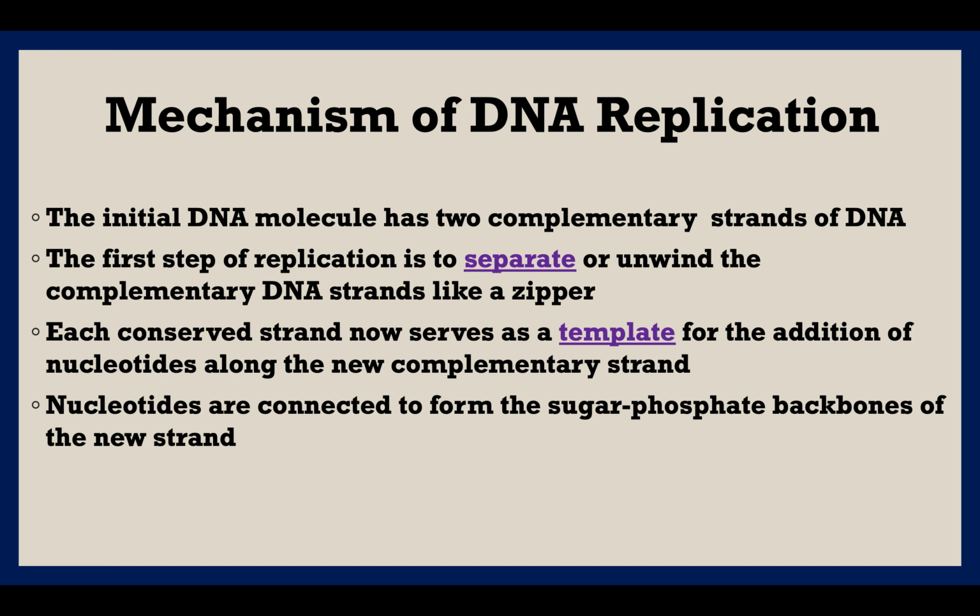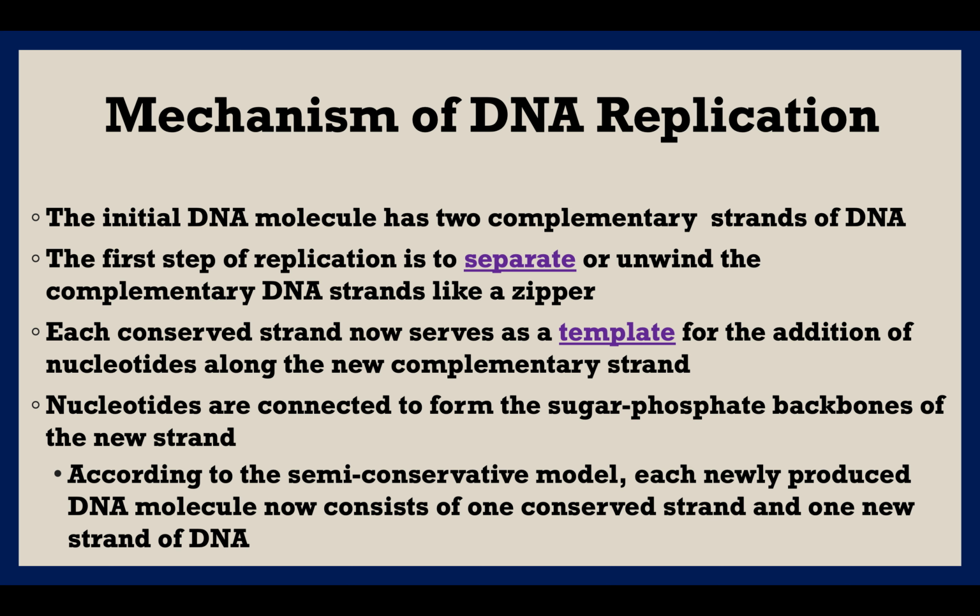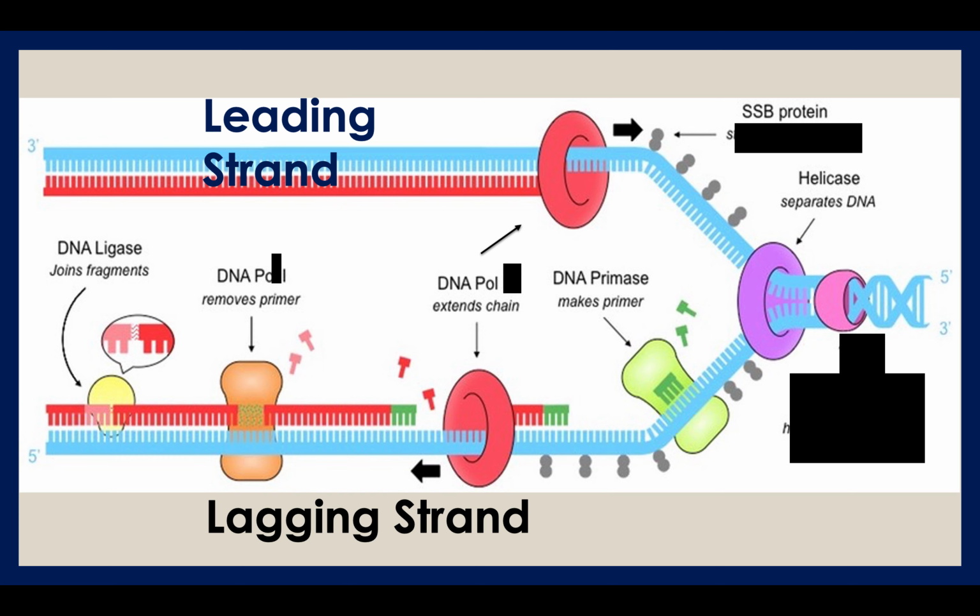Nucleotides are connected to form the sugar phosphate backbones of the new strand. And that is done by something that we call DNA polymerase. It will come up ahead as well. According to the semi-conservative model, each newly produced DNA molecule now consists of one conserved strand and one new strand of DNA. Now, this is how the mechanism works.